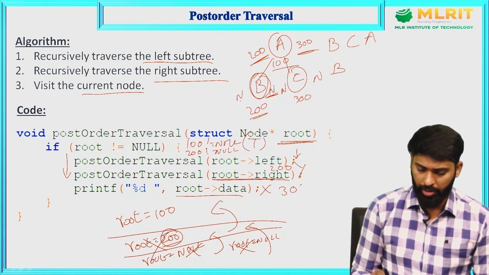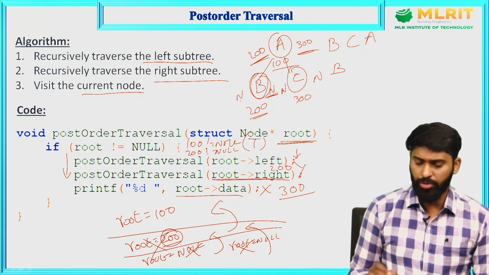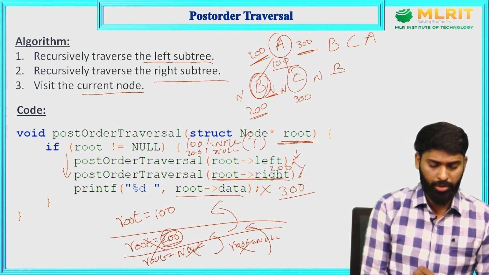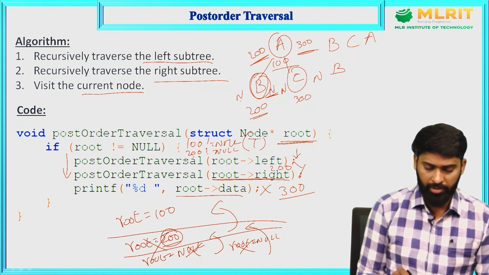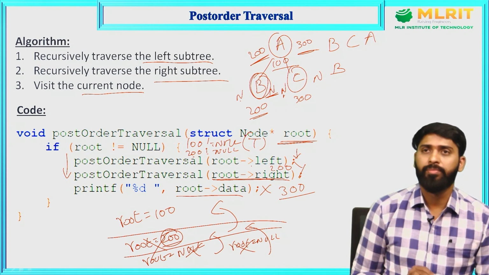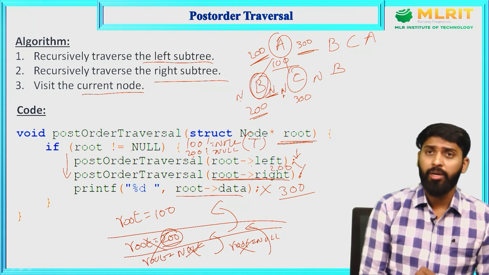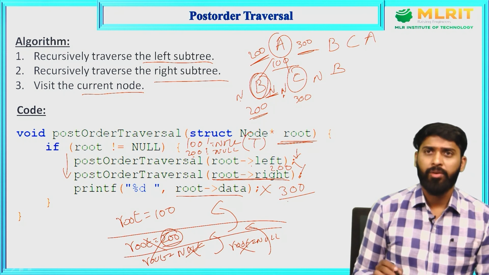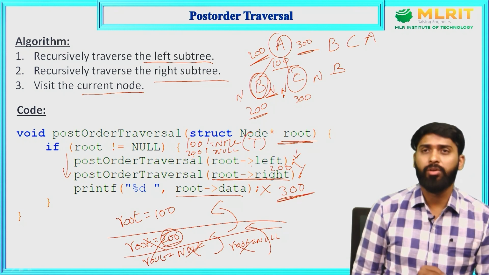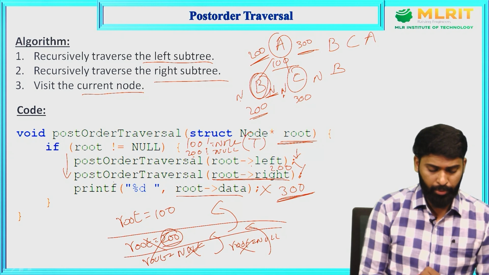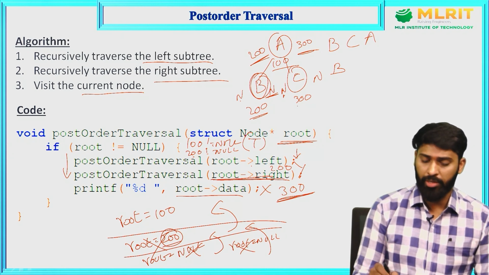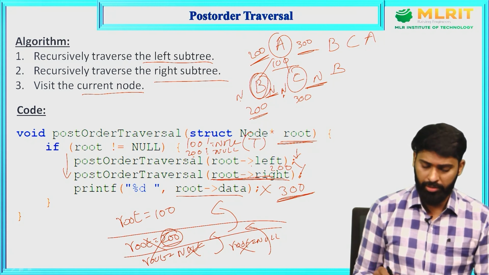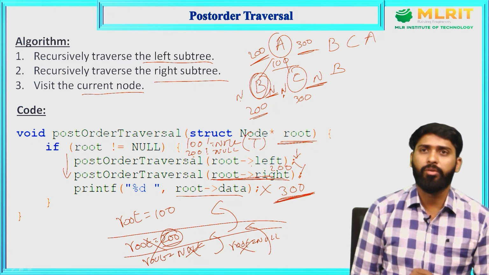Now, we call the function with root equals to 300. So, 300 not equals to null, true. So, again post order traversal 300 arrow left, that is null. So, null not equals to null, false. Then we return to previous function call, that is root equals to 300. Again we call the post order traversal root arrow right. For 300 the right is null. So null not equals to null, false. Now again move to previous call, so root equals to 300.